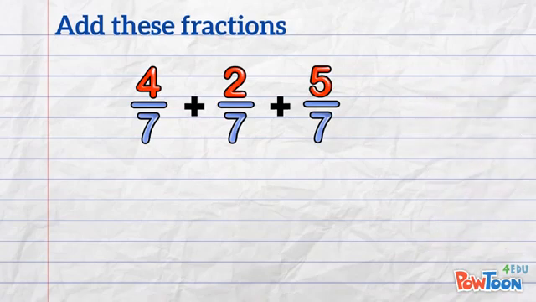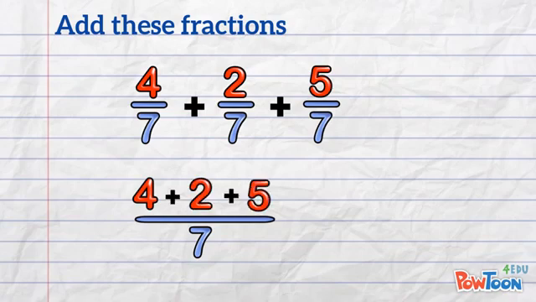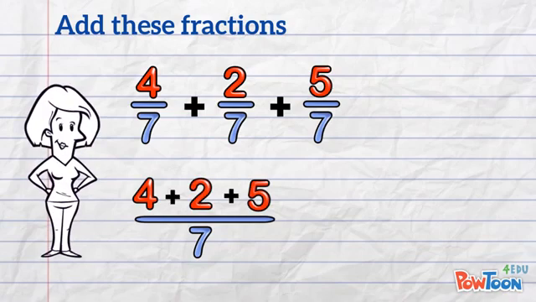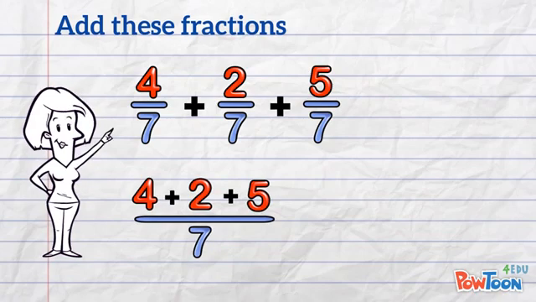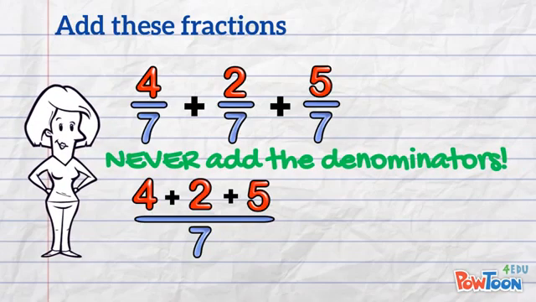I have a common denominator of 7, so I know my answer will be something over 7. I'm going to extend the fraction bar. Then I write in my numerators over the top. 4 plus 2 plus 5. This strategy is designed to make sure students don't make the mistake of accidentally adding denominators. And you know, we never add the denominators.